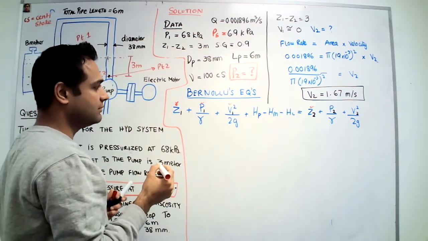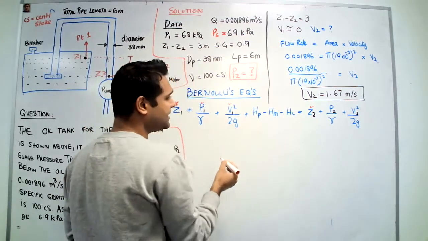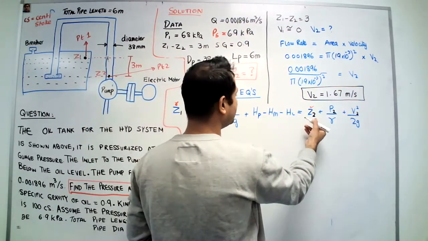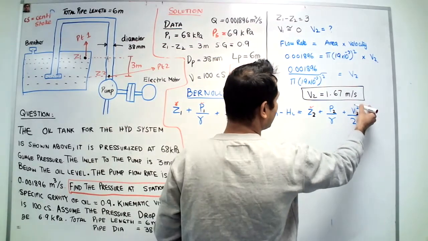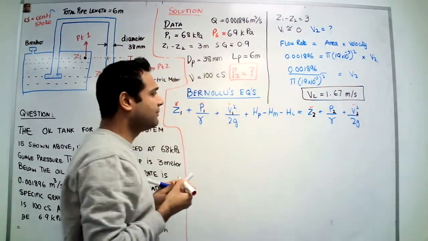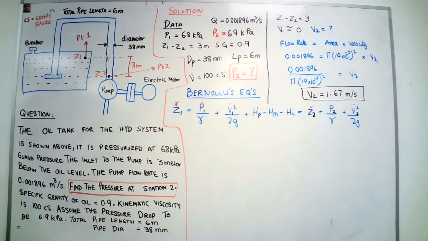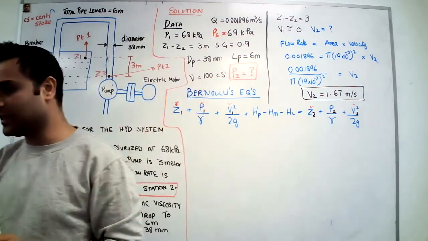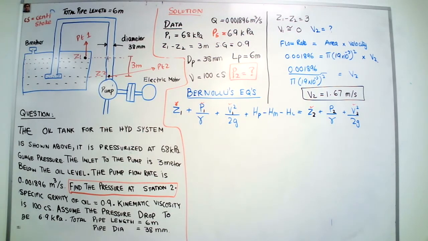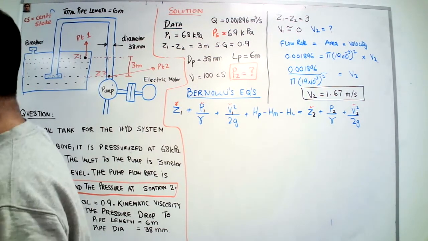0, we assume. That's it. G is 9.8. Z2 minus Z1, we know. P2 is the one we're trying to find out. V2 is given. Now we also need to find out the HP, the motor head, the pneumatic head, and all these, the HL, all the values. Now what we're going to do is calculate these bits.